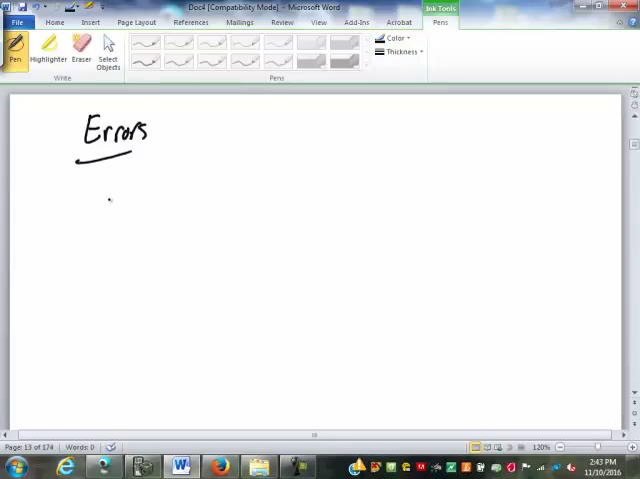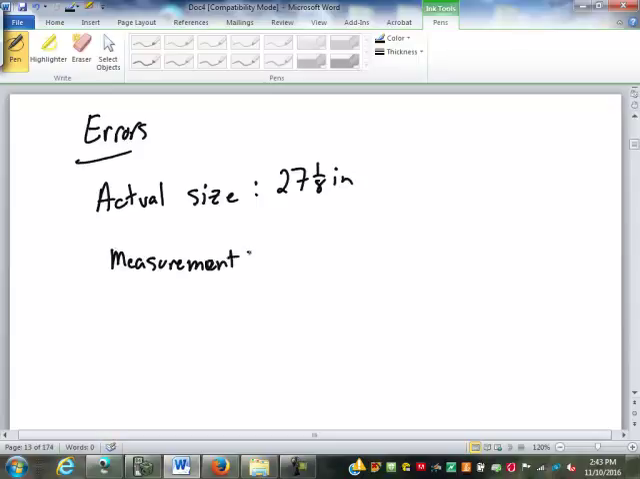If I have a measurement, let's do this. Let's say we have an object that has an actual size of 27 1/8 inch. We take a measurement of it. And we get a measurement of 27 1/4 inch. There's an error in that measurement.